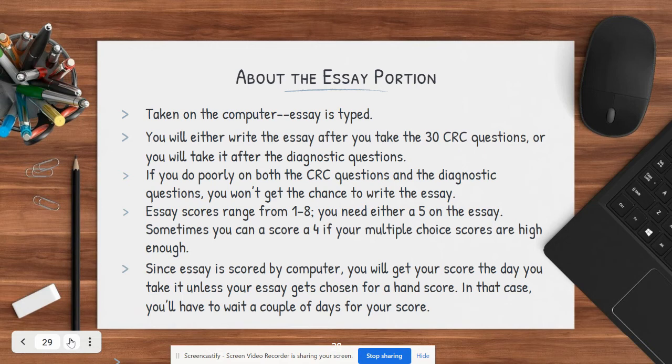Since the essay is scored by the computer, you usually get it the day of the test. It used to be on the old test that they might get put into a hand score. I have not seen any hand scores yet. We've had Jefferson students take it, maybe roughly 50 or so kids, and we have not seen a hand score yet. But that doesn't mean it's not going to happen. Never say never, especially when it comes to testing.